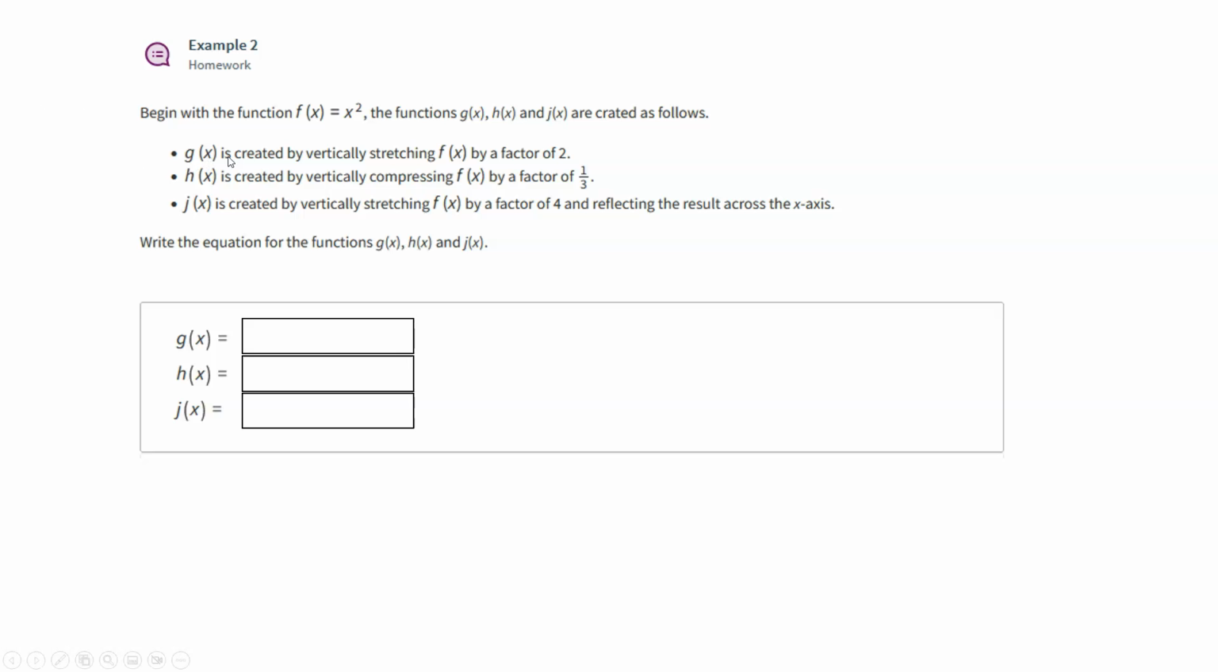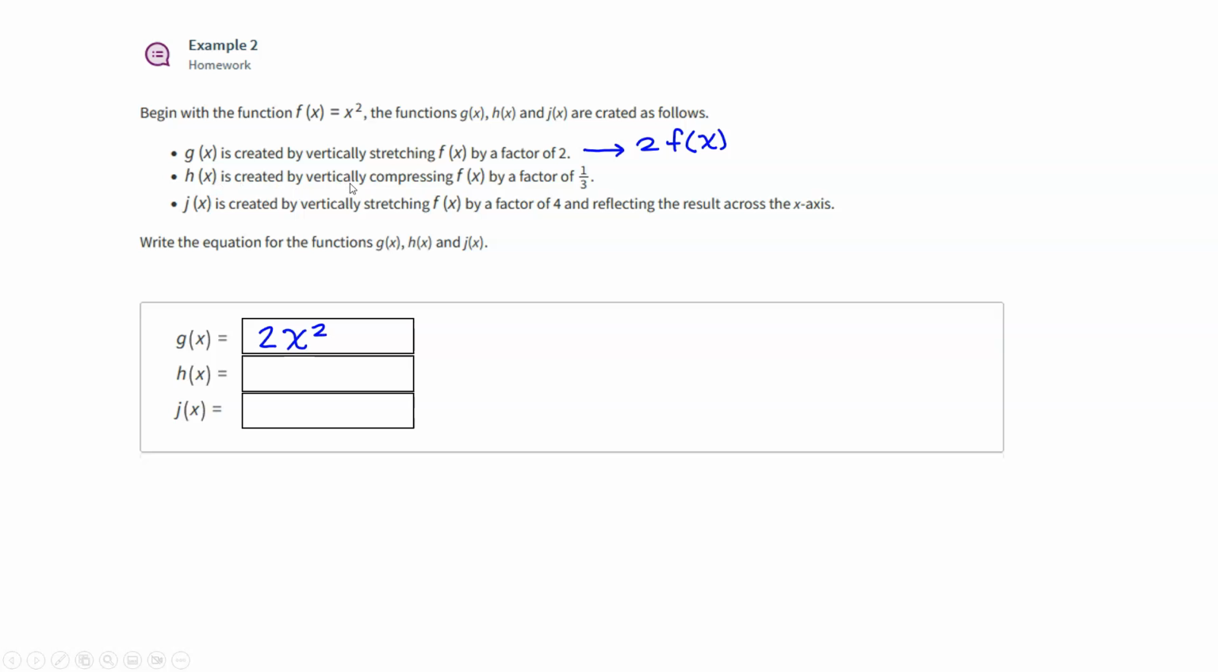And you're asked, okay, well, what would each one of these look like? If you're vertically stretching f of x by a factor of 2, that means you're multiplying all the y coordinates by 2, which means you're multiplying f of x by 2. And if you're multiplying f of x by 2, that's 2 times x squared. So that's what the formula is going to be here.